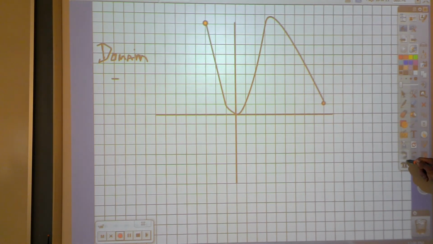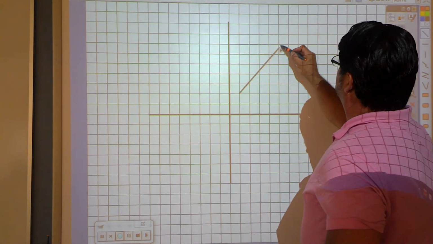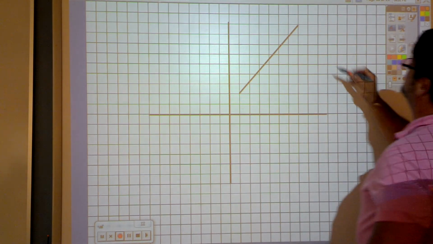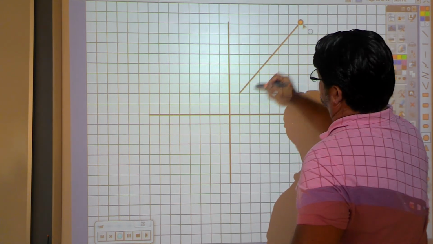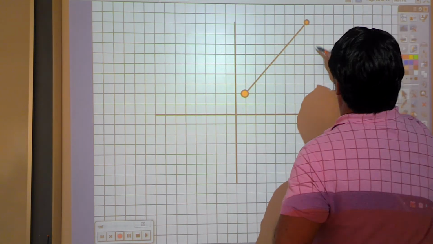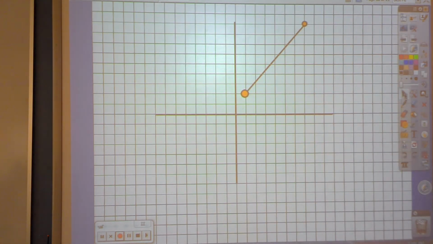I'm just trying to use the grid. Just hold on. All right, try that one. Those are open circles, not closed circles.